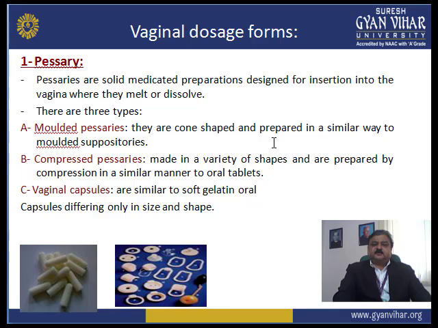So vaginal dosage form. First, as we discussed, pessaries. Pessaries are solid medicated preparations designed for insertion into the vagina, where they melt or dissolve. Right? So there are 3 types. That is molded pessaries. They are cone shaped and prepared in a similar way to the molded suppositories, as I showed you the mold of the suppository in the previous slides. And second is compressed pessaries, made in a variety of shapes and prepared by compression in a similar manner to oral tablets. So these are your compressed pessaries, these are your molded pessaries.